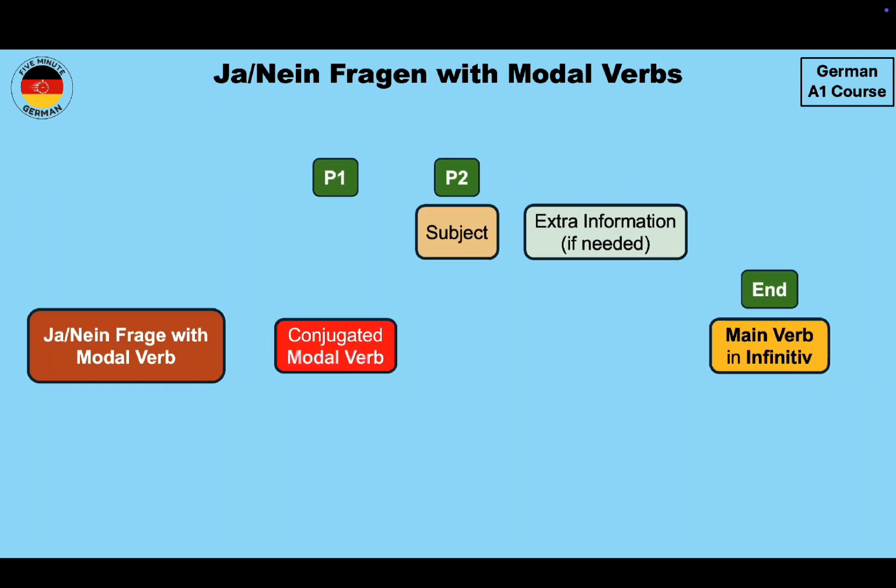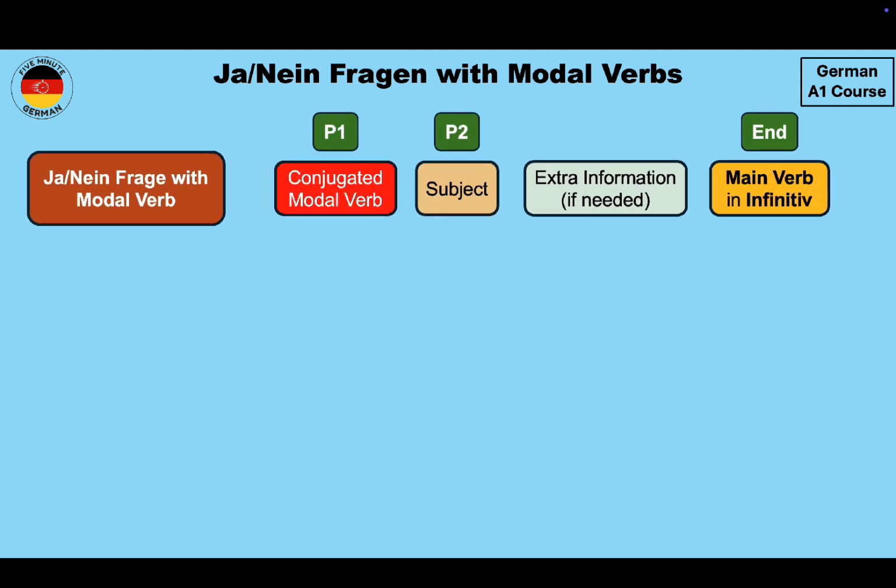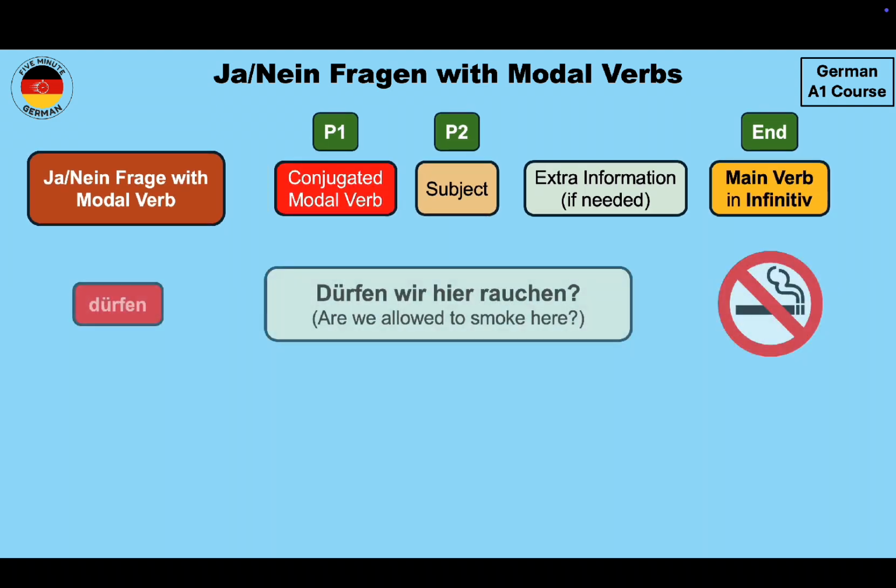Now let's take a look at a few examples of Ja, Nein Fragen with modal verb so that you understand it better. So the first example is Dürfen wir hier rauchen? Are we allowed to smoke here? Here, dürfen is the conjugated modal verb at position 1. Wir is the subject at position 2. Then we have the extra information, and the main verb goes to the end of the sentence in infinitive form.